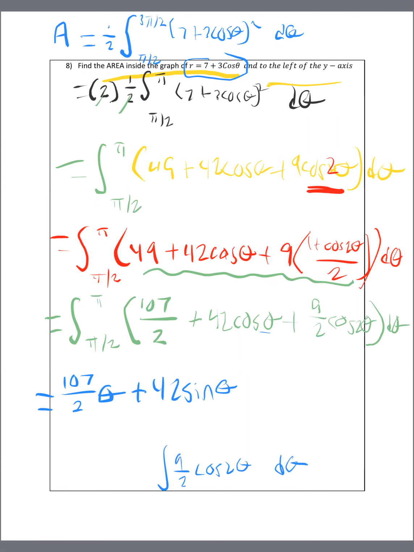When you're dealing with a number on the inside, remember that you need to have the derivative on the inside in order for you to integrate it. So we're missing a 2 here because it's 2 theta, we need 2 d theta. But when we add a 2, we have to do a 1/2 on the outside. So the integral of this ends up becoming 9 over 4 sine of 2 theta, which is the answer to that particular part. So 9 over 4 sine of 2 theta. Don't forget the bounds. It's from pi over 2 to pi.